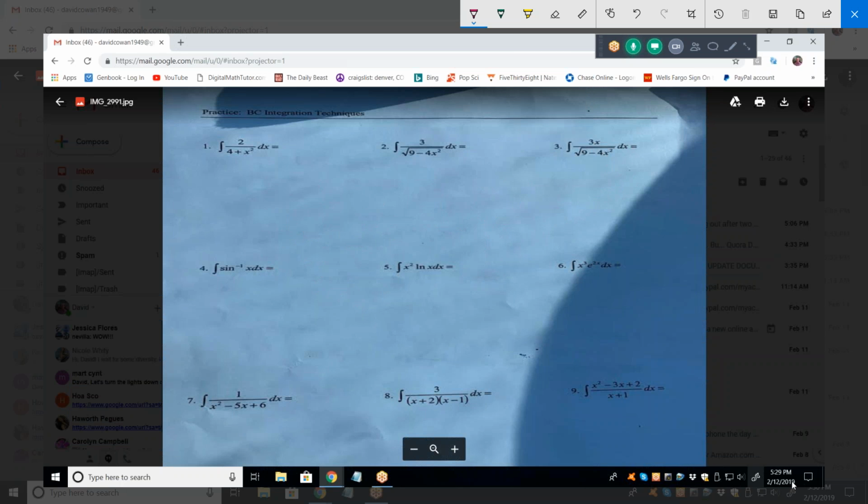Let's see. I can divide top and bottom by 2. Now, actually what I wanted to do was divide top and bottom, I think, by 4. So on the top, we're going to have that, and on the bottom, we're going to have this. Now, how does that help? Well, let's see.